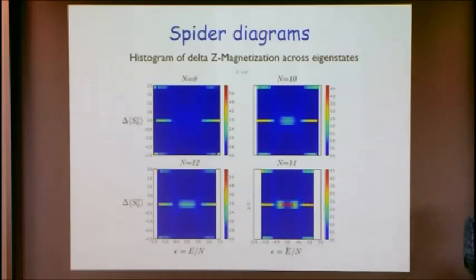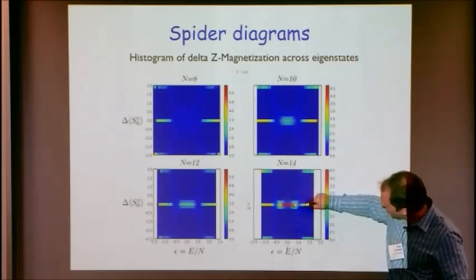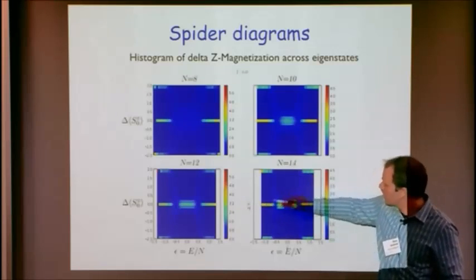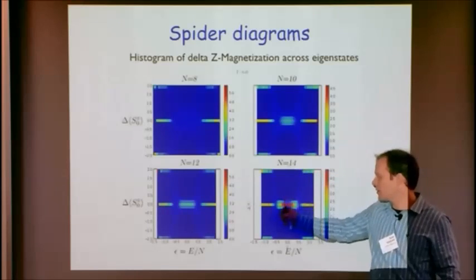The fact that this has width and these look narrower is controlled by the finite size, and you can estimate that this one should look like this and that one looks like that. But let me not go into it too much.